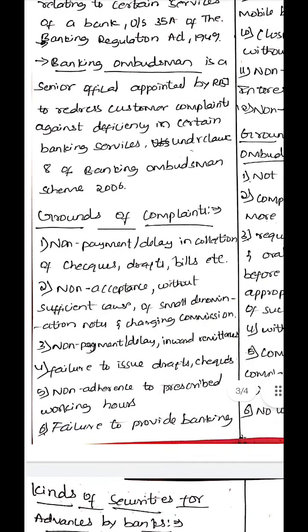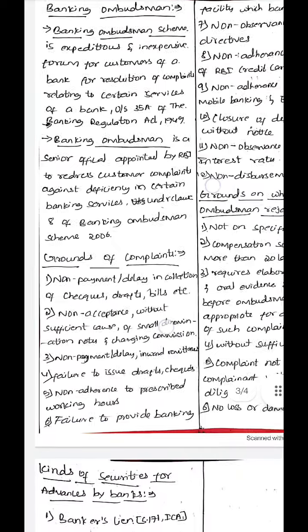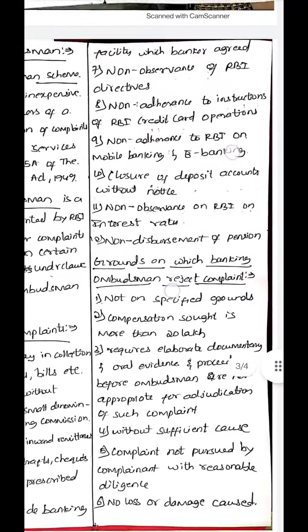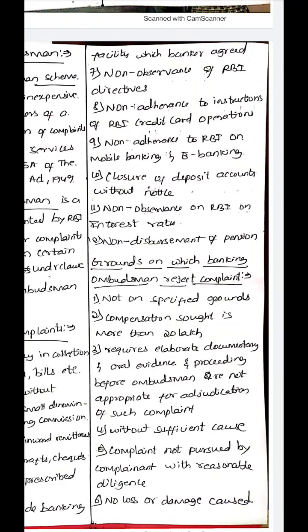The first is non-payment or delay in collection of checks, drafts, bills, etc. The next is non-acceptance, without sufficient cause, of small denomination notes and charging commissions. Non-payment or delay in inward remittances. Failure to issue drafts or checks. Then non-adherence to prescribed working hours. Failure to provide a banking facility which a banker agreed to. Then non-observance of RBI directives. Non-adherence to instructions of RBI on credit card operations. Non-adherence to RBI on mobile banking and e-banking.